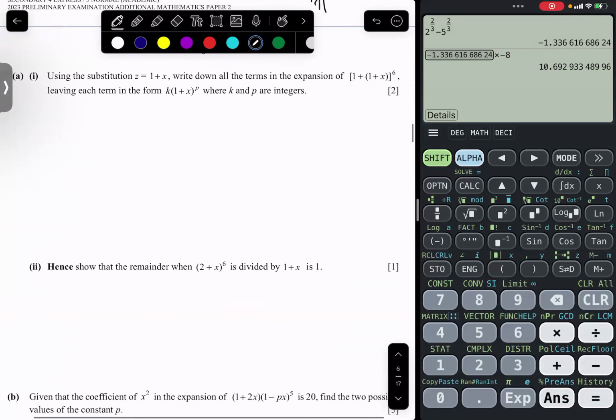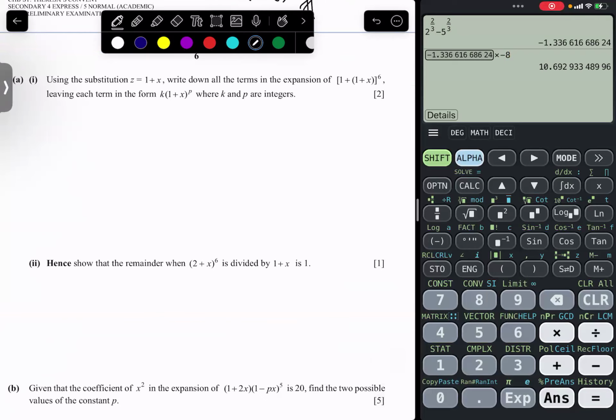5a. Using the substitution z equals 1 plus x, write down all the terms in the expression (1 plus x) to the power of 6, leaving each term in the form k(1 plus x)^p, where k and p are integers. Okay, so let z equal 1 plus x. So (1 plus z) to the power of 6 will be equal to 1 plus 6, 1, 1, 5.